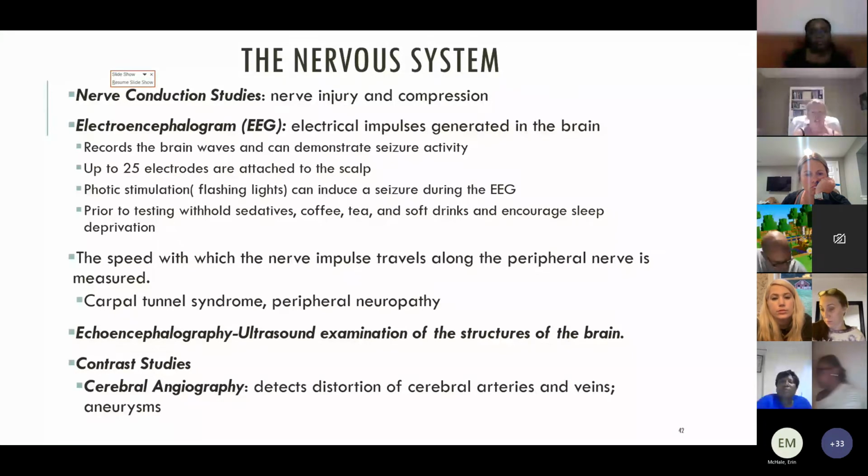We can do an EEG, which records all of the electrical impulses in our brain. We can also do an encephalogram, which looks at the different structures of the brain as well. So if we think there's any type of intracranial bleeding, or some kind of abnormality in the ventricles in the brain, like a stroke or something like that, we can go in and look at that. And then we can also do contrast studies. So we can do a cerebral angiogram. This would look at all of our cerebral arteries and veins. It can identify aneurysms, hemorrhages, things like that.